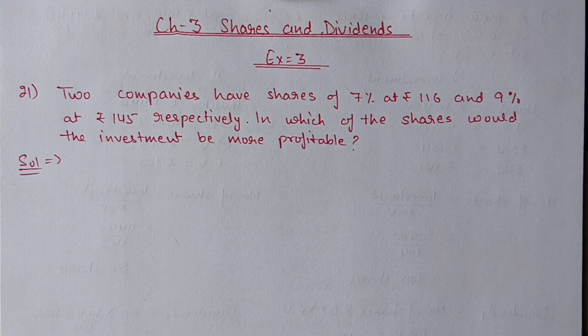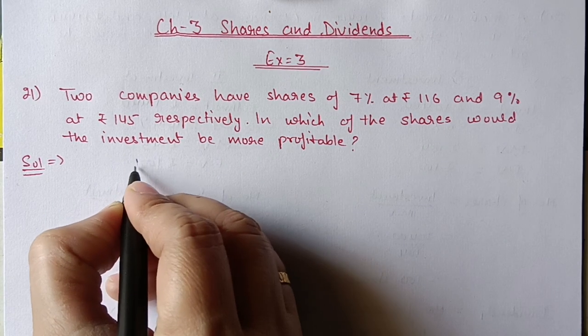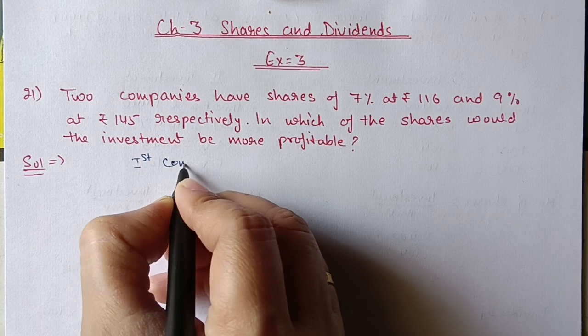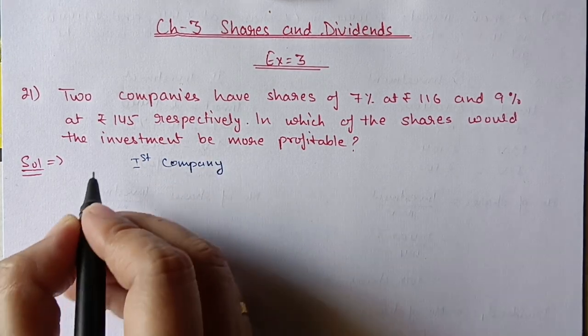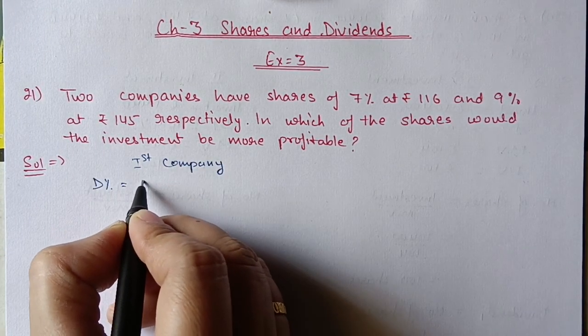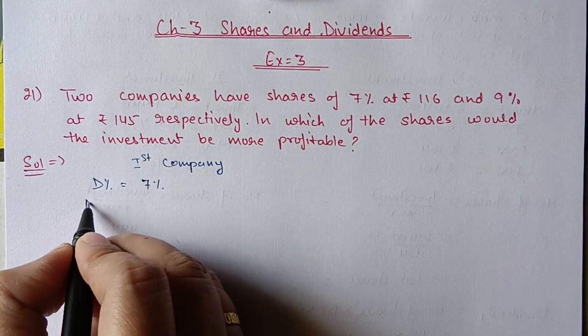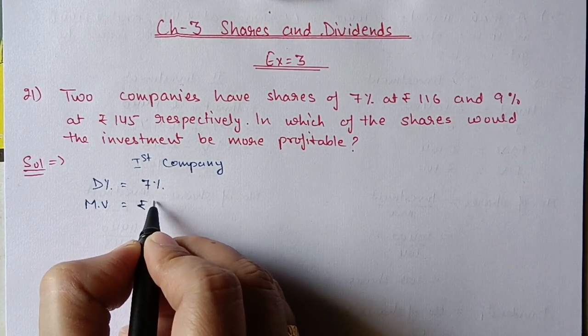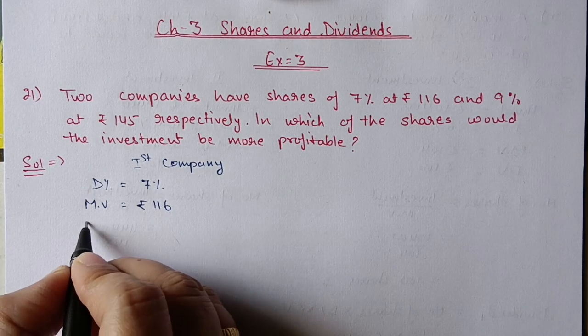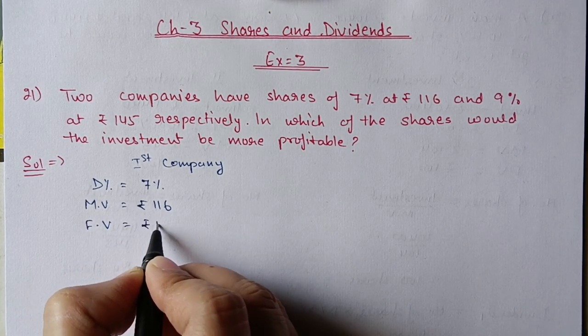Question number 21. Two companies have shares of 7% at 116 and 9% at 145 respectively. In which of the shares would the investment be more profitable? So here we have to compare two companies. For the first company, the dividend percentage is given as 7% and the market value is given as 116 rupees. Face value is not given, which means we'll take the face value as 100.